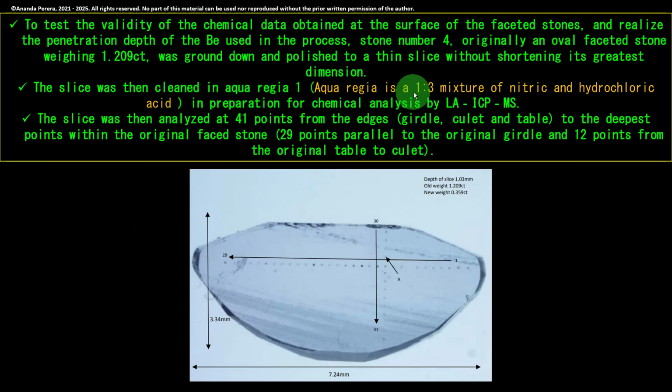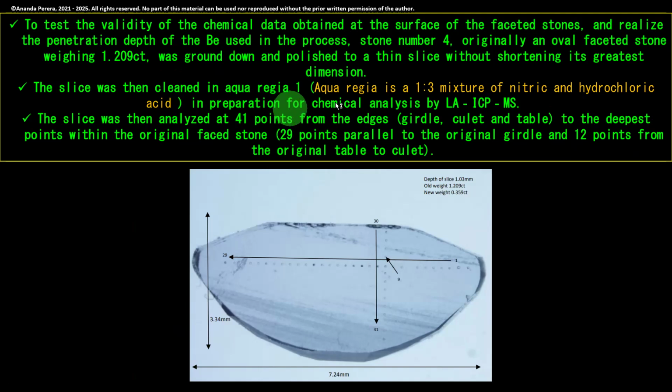Aqua regia is a 1 to 3 mixture of nitric acid and hydrochloric acid: nitric 1, hydrochloric 3.